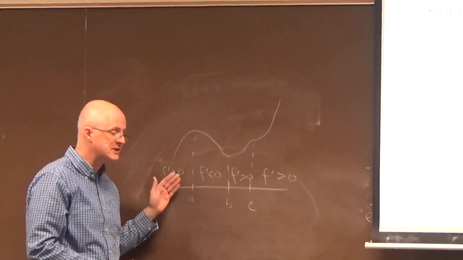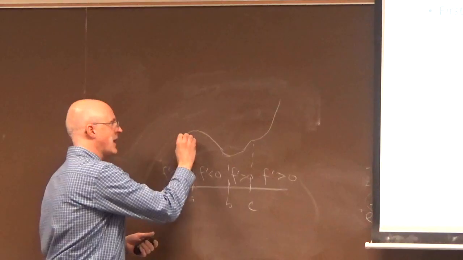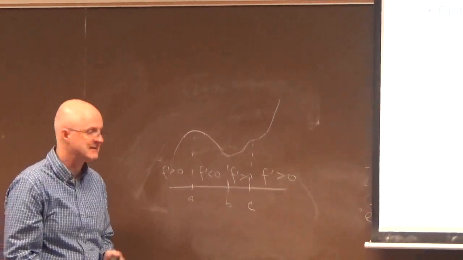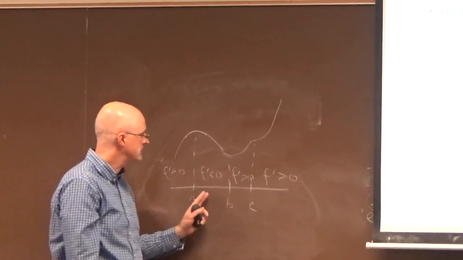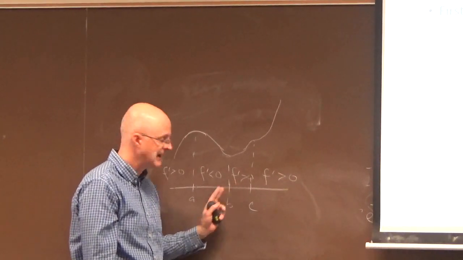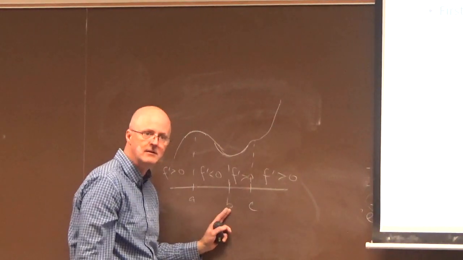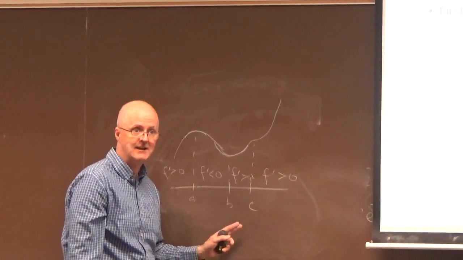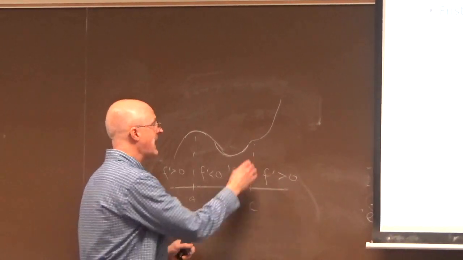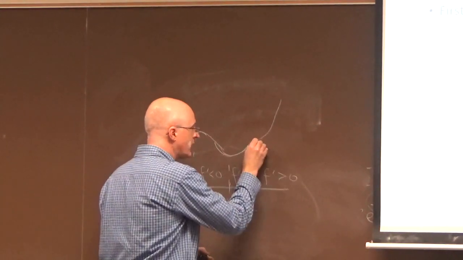So if f prime changes sign from positive to negative, as it does at A, you draw a picture, you can see it's got to be a local max. It's like a little hilltop. If f prime changes sign from negative to positive, as you pass through B, it's got to be a local min, like a little valley. And if f prime doesn't change sign, which can happen as you pass through a critical point, then it's neither a local max nor a local min.